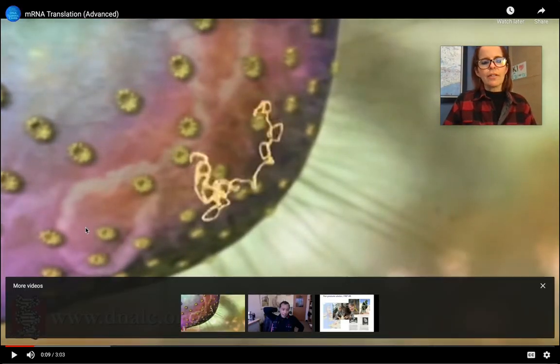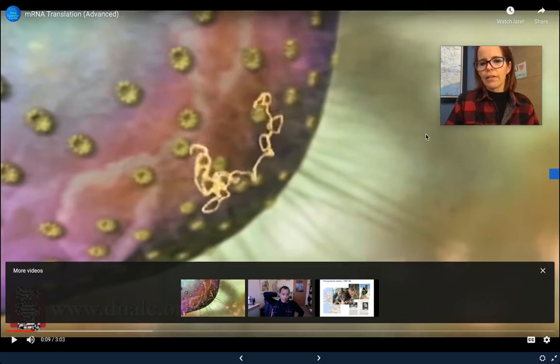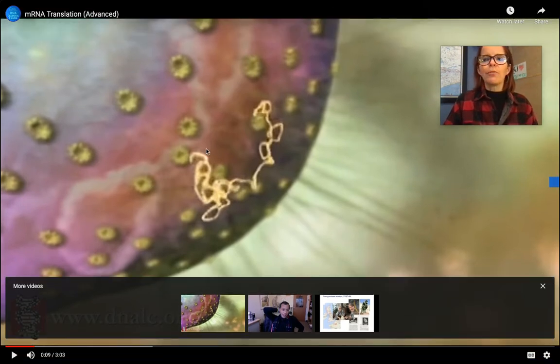Okay, so what you're seeing right here, this purple area, that's the nucleus. It looks like the surface of the moon. And then all these little holes, those are nuclear pores. They look like craters on the moon. And what's coming out of it right now is an mRNA. So we're seeing the mRNA coming out of the nucleus.